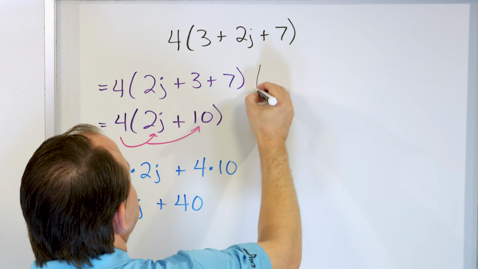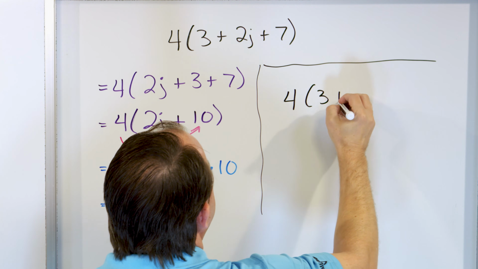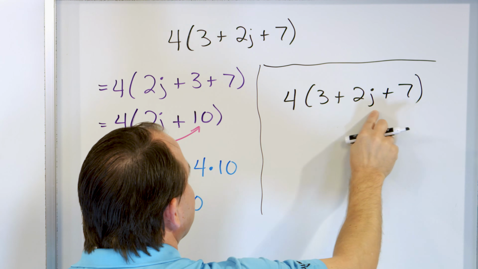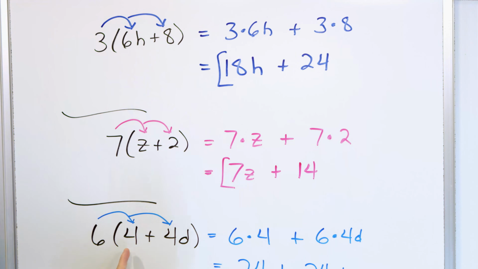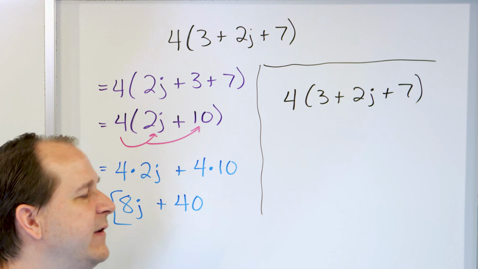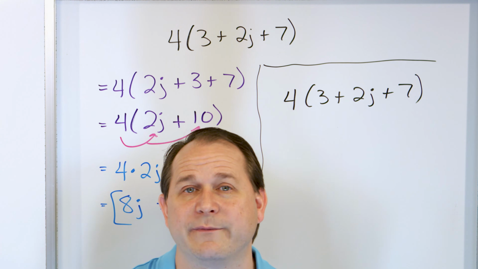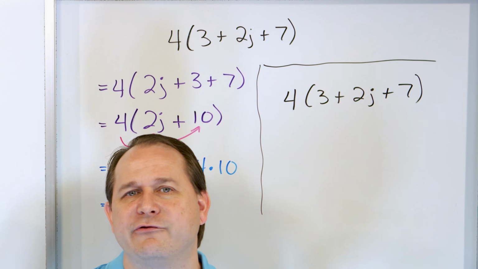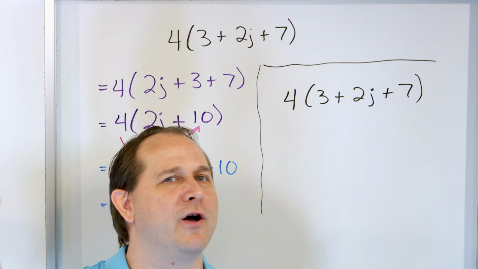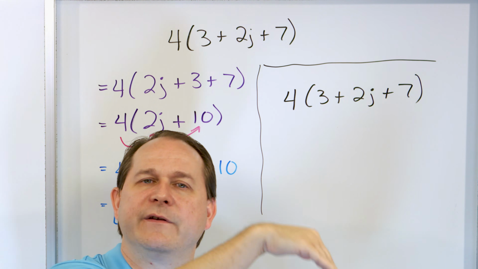Now that was one path to the answer, but there's another path. Can you think about what it would be? Let me rewrite the problem over here. 4 times the quantity 3 plus 2j plus 7. Now this has 3 terms on the inside, but all of the other problems had 2 terms on the inside. So you're very comfortable distributing in from the outside when there's 2 terms on the inside, right? But actually, the distribution property doesn't matter how many terms are on the inside. You can still keep bombing all those interior terms. I call it bombing.